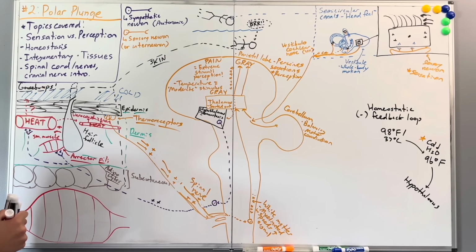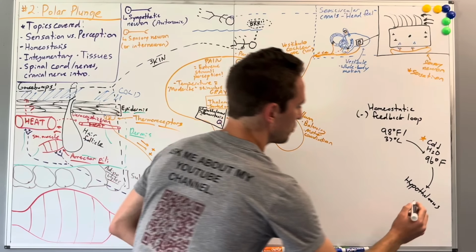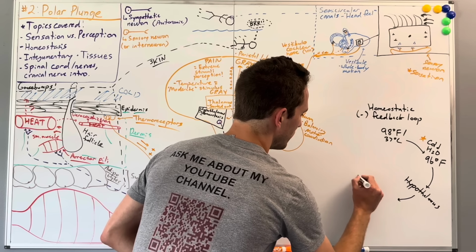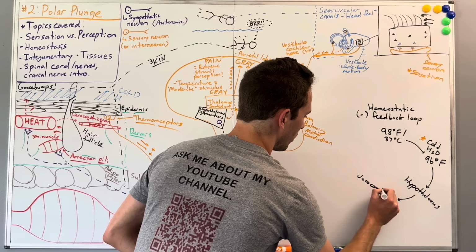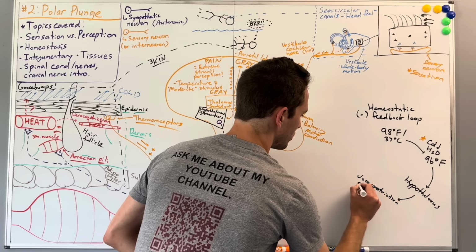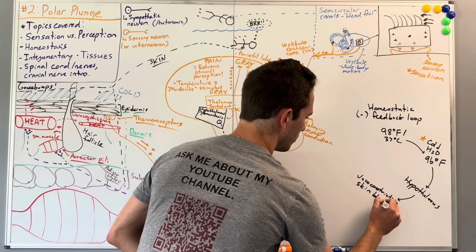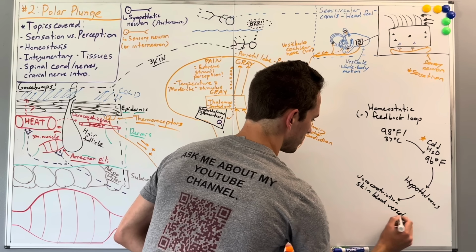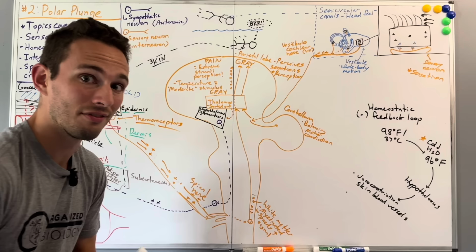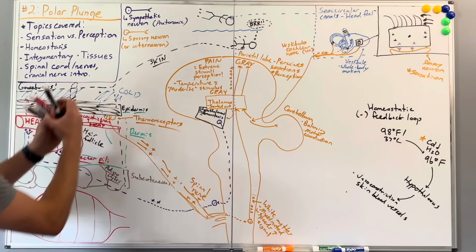Very cool. So that is one thing that the hypothalamus will do, is it will trigger vasoconstriction of your skin blood vessels. Very cool. That's going to conserve some heat. However, that's not enough, right? That's not enough. We're not going to warm up just by pulling our blood away.